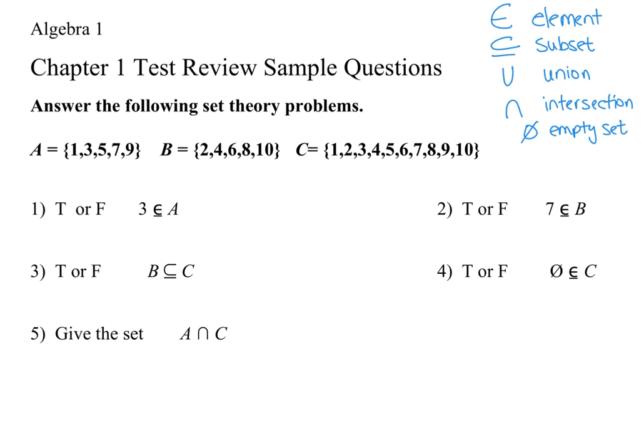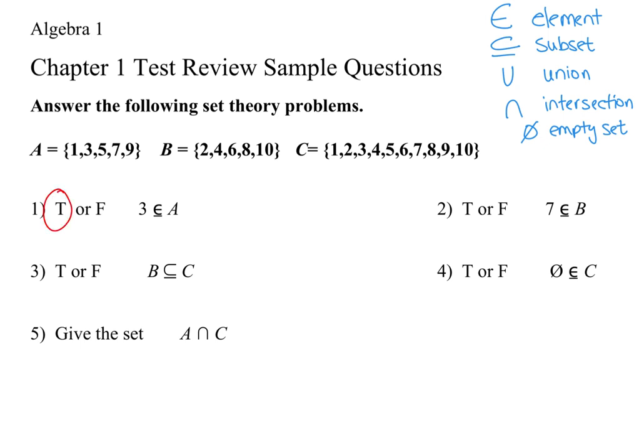So the first few have a T or an F. That means true or false, right? You just have to circle which one it is. The first question, what is it asking? 3 is what? What is that symbol? Element. That means an element is one of the pieces inside of a set. So 3, is that an element of A? True or false? That is true.